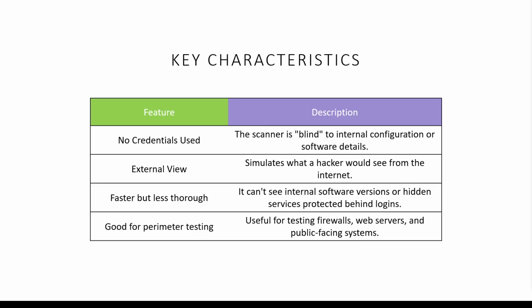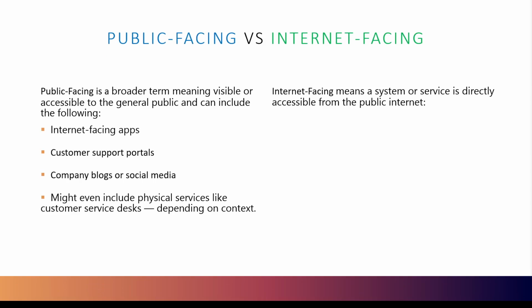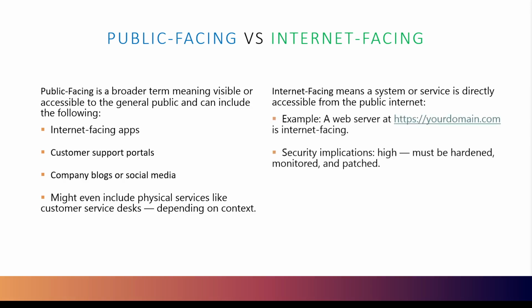And I know what you're thinking. Well, wait, public facing, is that the same as internet facing? Well, let's take a look at that. Public facing is a broader term meaning visible or accessible to the general public and can include the following: internet facing apps, customer support portals, company blogs, or social media. It might even include physical services like customer service desks depending on context. And internet facing means a system or service is directly accessible from the public internet. For example, yourdomain.com is internet facing. Now, the security implication of this is high, therefore, it must be hardened, monitored, and patched.